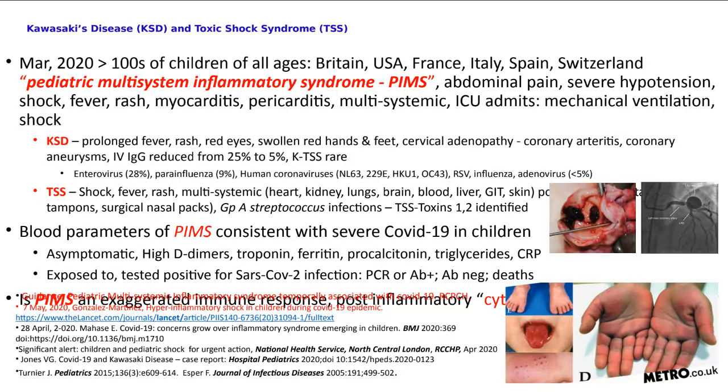In children, we are noticing around the world that they will have a high degree of inflammatory markers. These include high D-dimers, high troponins, high ferritins, procalcitonins, triglycerides, and a positive CRP or ESR. And the SARS-CoV-2 PCR will be positive, or antibodies may be positive. And the death rate in these initial cases was very high.